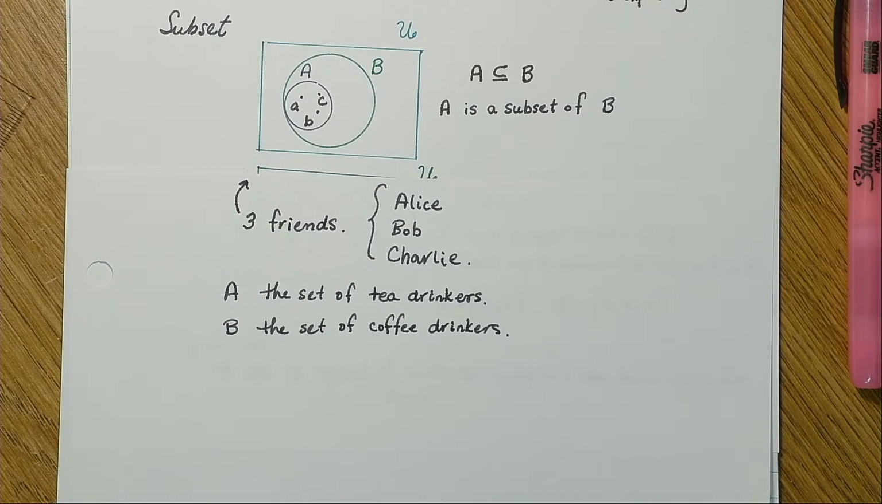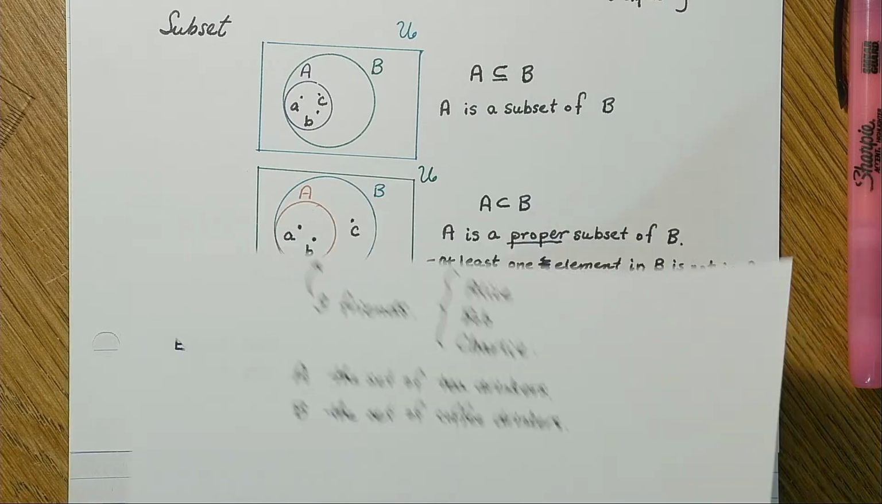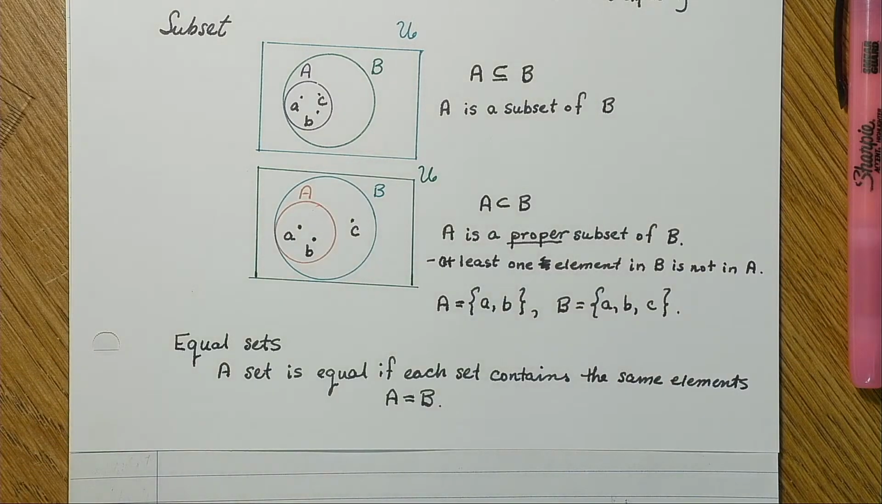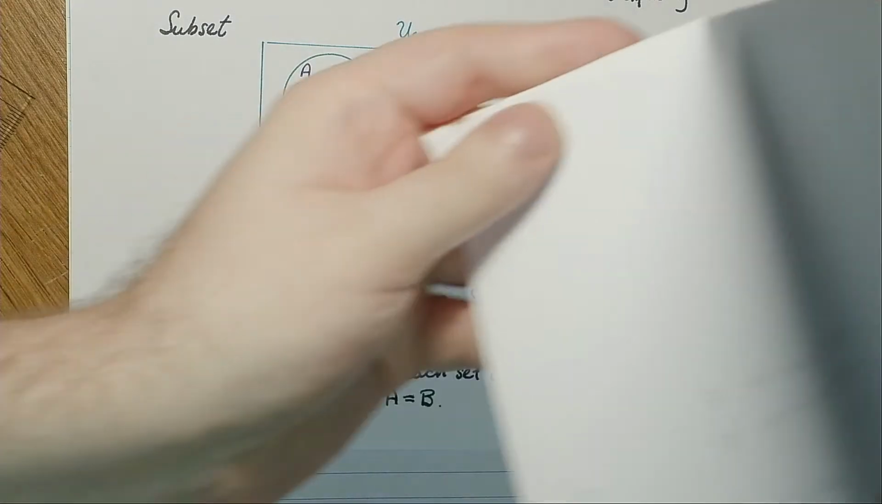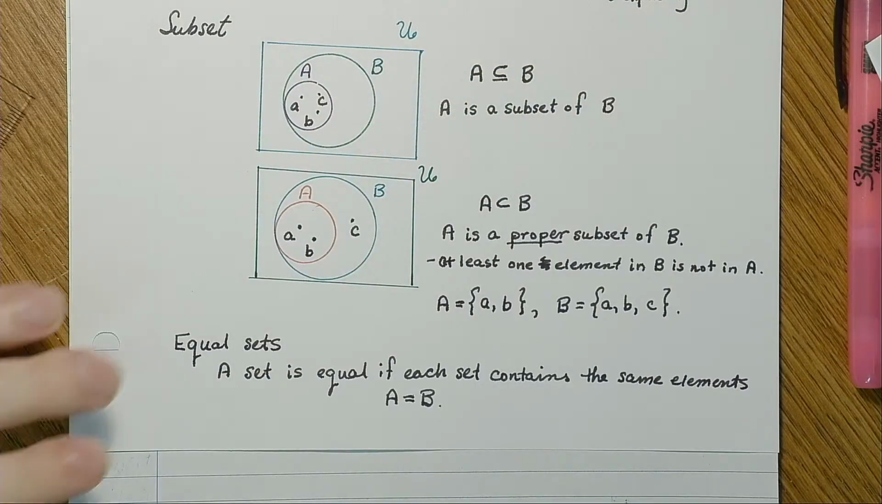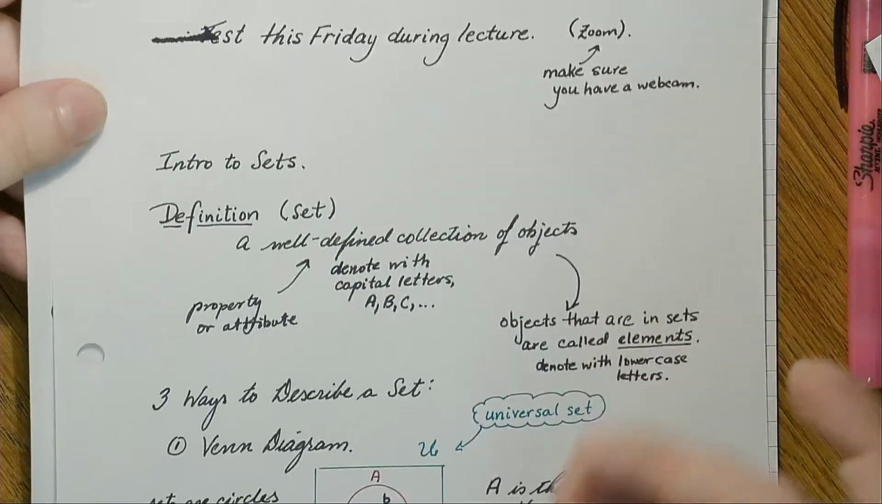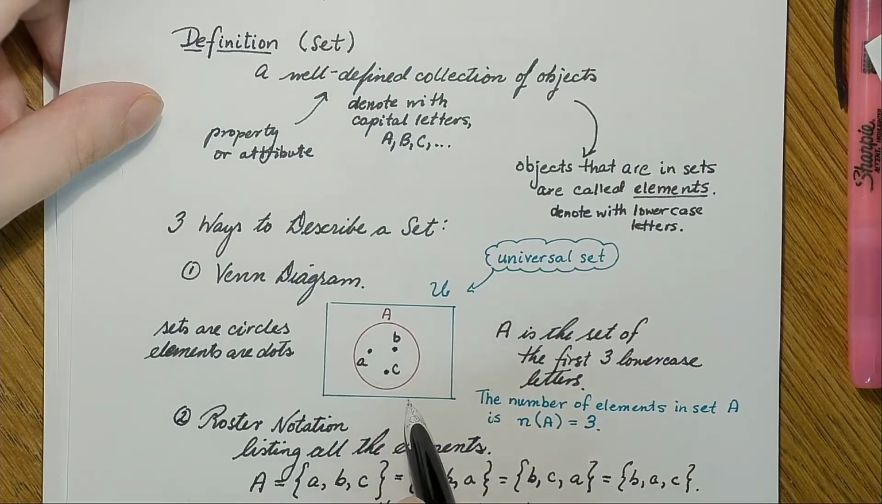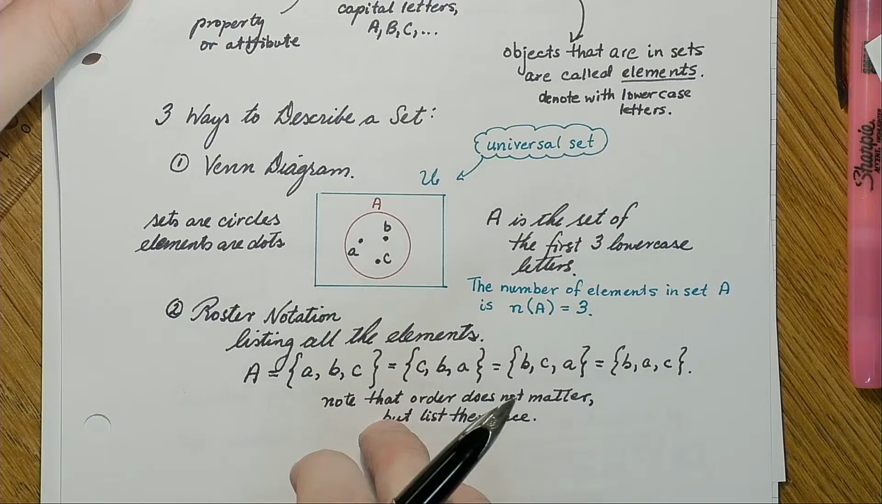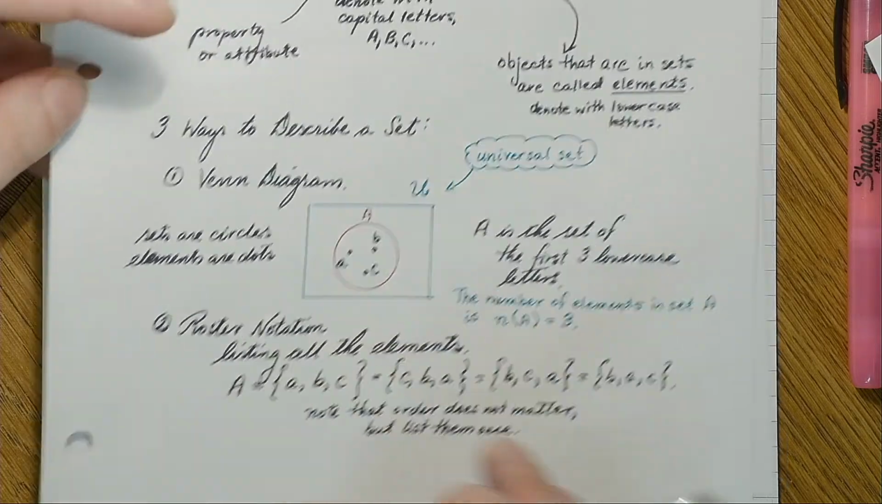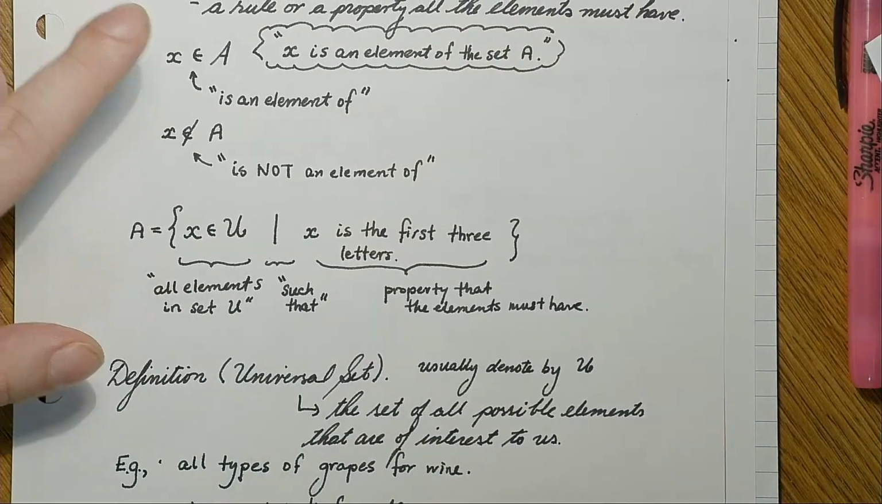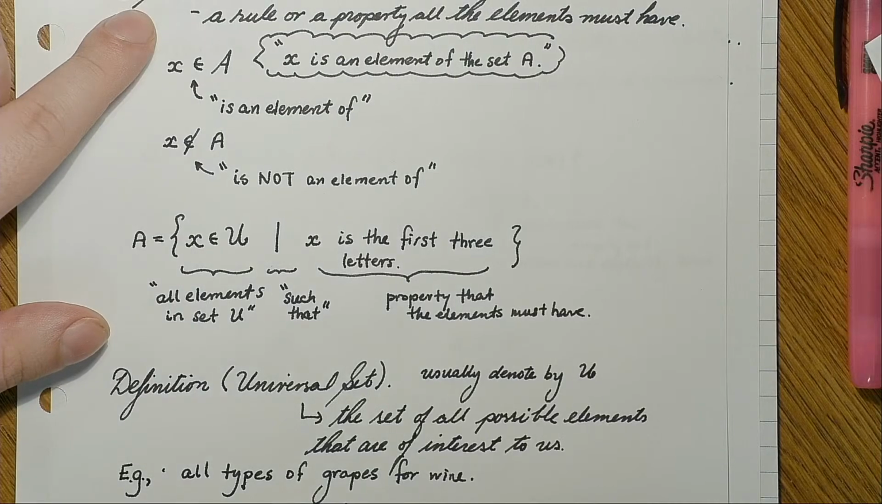Someone asked, how would a test question look regarding sets? Well, something would be like drawing a Venn diagram. Something would be like doing the roster notation for a set. Building a set. Or another thing could be writing.